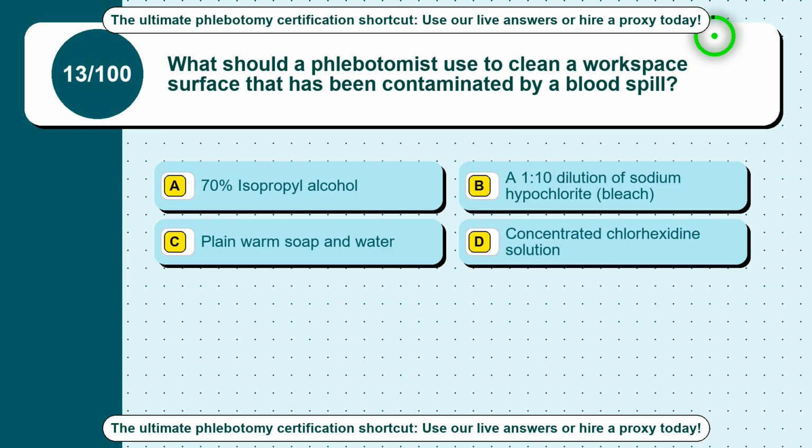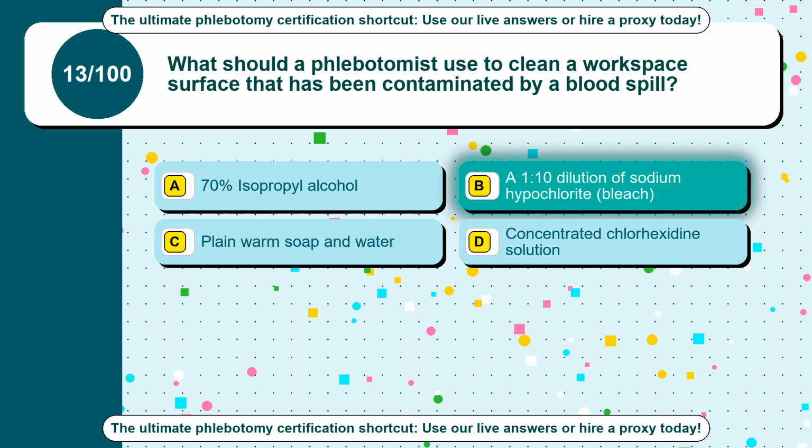Question 13. What should a phlebotomist use to clean a workspace surface that has been contaminated by a blood spill? Option A. 70% isopropyl alcohol. Option B. A 1:10 dilution of sodium hypochlorite, bleach. Option C. Plain warm soap and water. Option D. Concentrated chlorhexidine solution. The correct answer is option B.